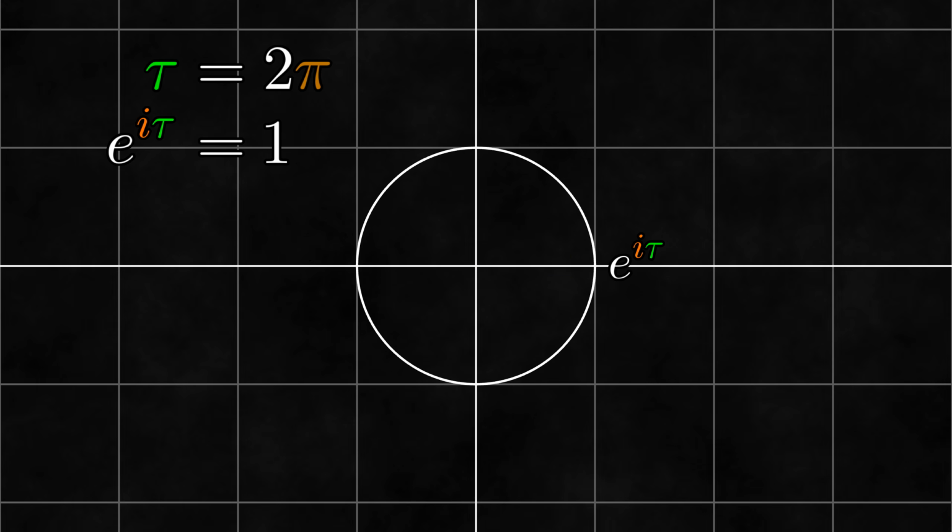Halfway around the circle is e to the i tau over 2, 1/4 of the way around the circle is e to the i tau over 4, 3/4 of the way around the circle is e to the 3i tau over 4, and so on.